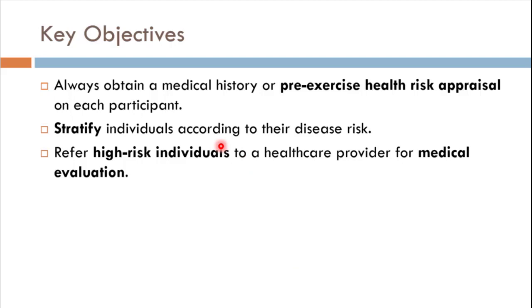When we look at the key objectives, we're looking at this health appraisal, and it serves as a backdrop for conversation when you're inquiring about health history. You want to stratify individuals according to their disease risk. People who are at risk of a sudden heart attack or stroke need to be screened and referred out, because sometimes you're their first contact with the healthcare system.